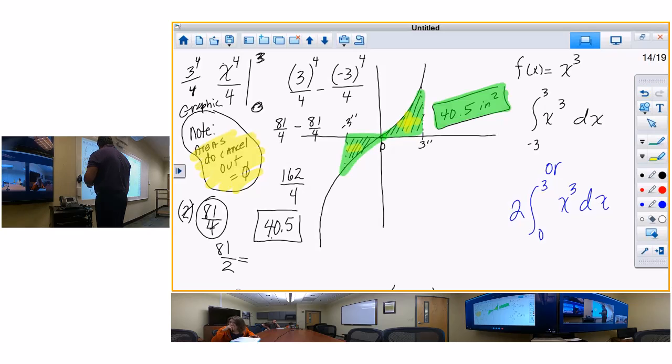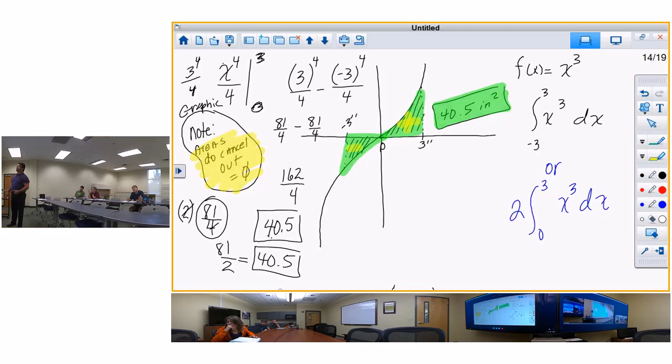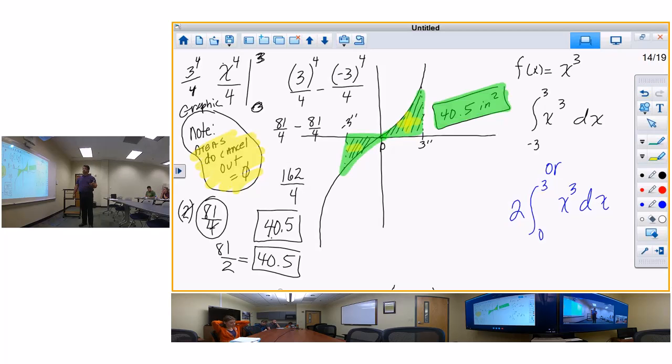81 divided by 2 should be 40.5. I got the same answer. Okay, where did he get x to the fourth from over there, when the original function is x to the third? The original function was x to the third. Yes. So take the antiderivative of x to the third.